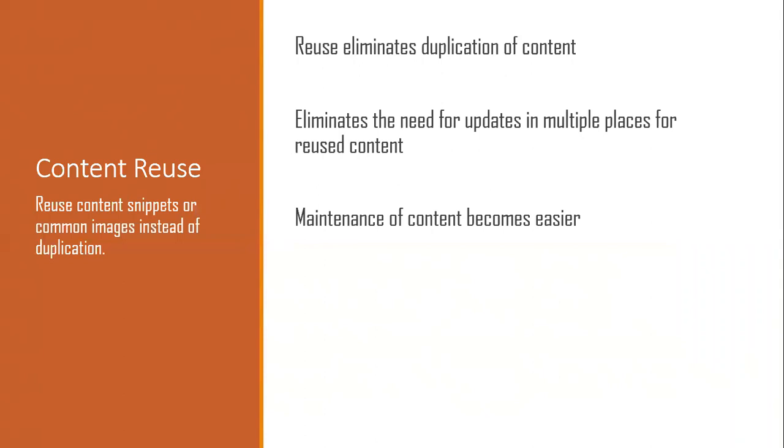Okay, so let's move on to the final component of our information architecture, which is content reuse, which is quite popular nowadays. Reuse basically eliminates the duplication of content and eliminates the need for updates in multiple places for reused content, and the maintenance also becomes easier. So when you're reusing something, it's either going to be content snippets which you have created separately, or common images which you want to reuse in different topics. So let's have a look at an example.